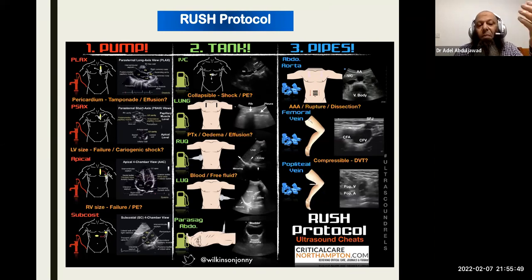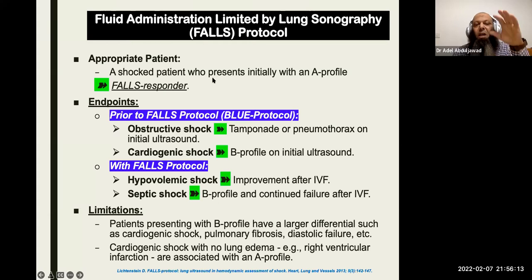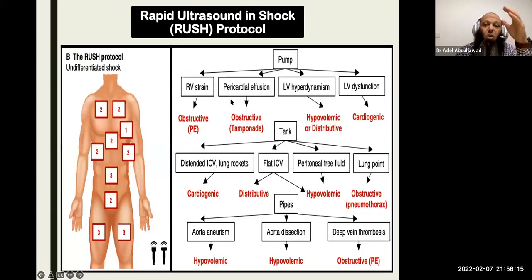For the apical four chamber view, what are you going to have? For subcostal, what are you going to have? The same for the tank, the same for the pipes. This is regarding the RUSH protocol. And here, for people who like the algorithm-based approach, this is how to assess the pump, the tank, and the pipes to delineate the most common types of shock.